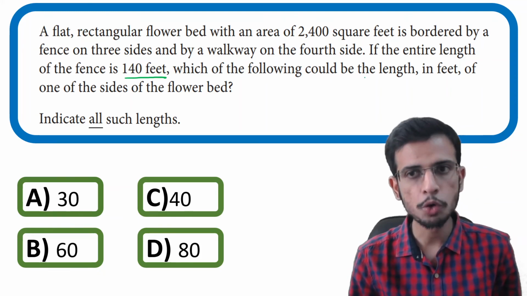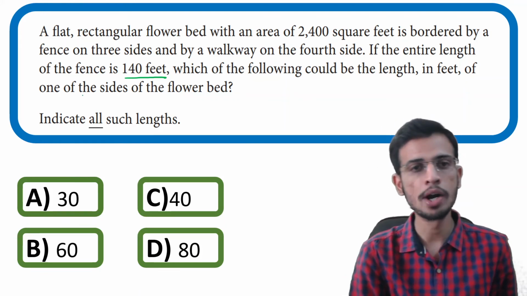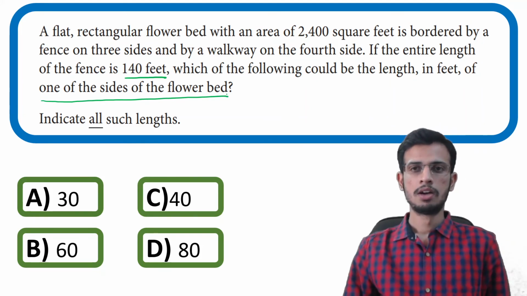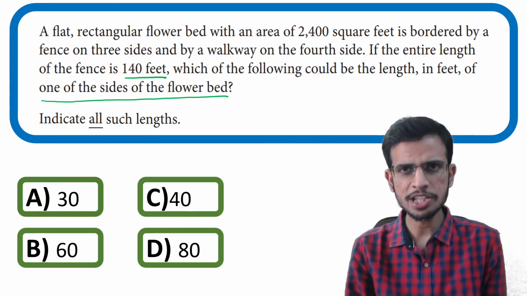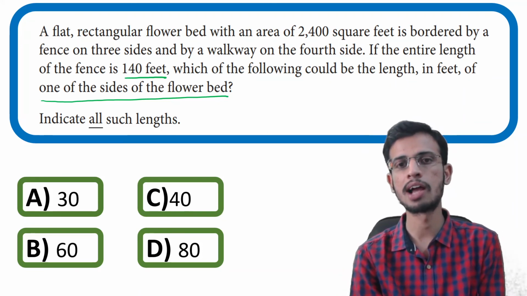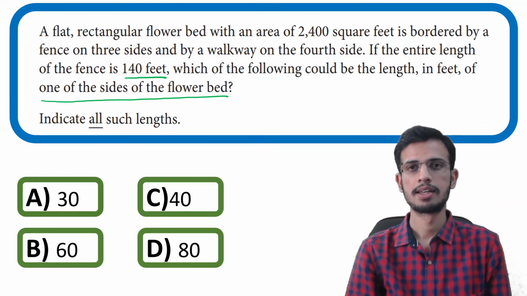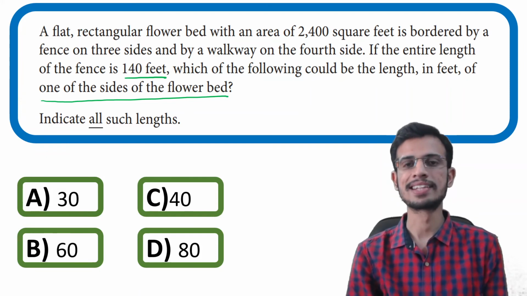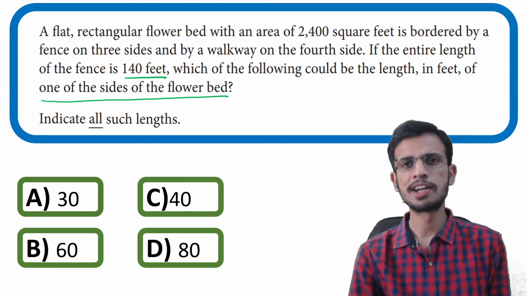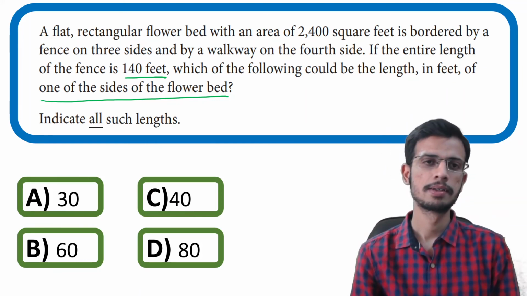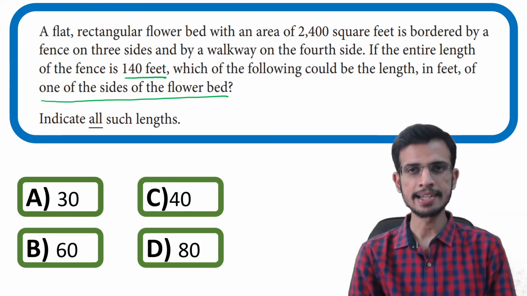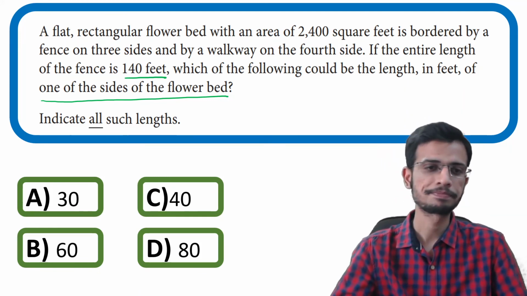Which of the following could be the length in feet of one of the sides of the flower bed? For the given data, which of the following could be the length in feet of one of the sides of the flower bed? Right? Indicate all such lengths. You have to indicate all such lengths, which is a possible set of solution. 30, 40, 60 and 80 are given options for this question. Alright.